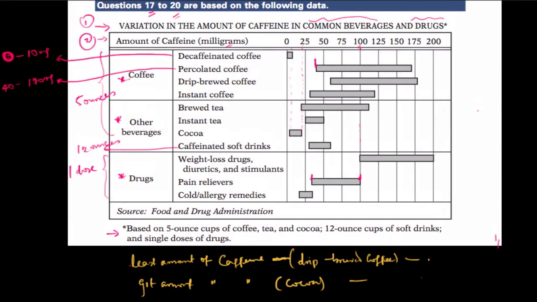So let's go back to what we have here. What we have here is the least amount of caffeine for drip brewed coffee. Now this is drip brewed coffee here, and the least amount of caffeine here corresponds to, you can see here, 60. So here is going to be 60, while for the greatest amount in cocoa, so where is cocoa? So this is cocoa. The greatest amount here corresponds to 20. So this is 25, so it should be around 20.